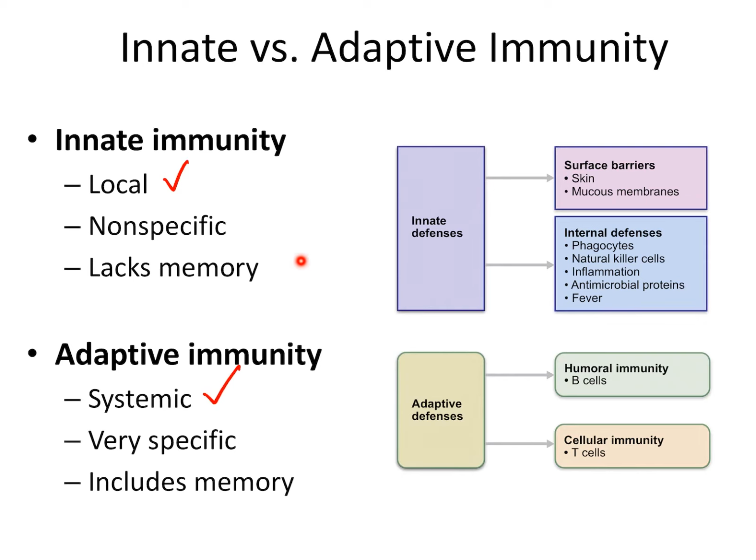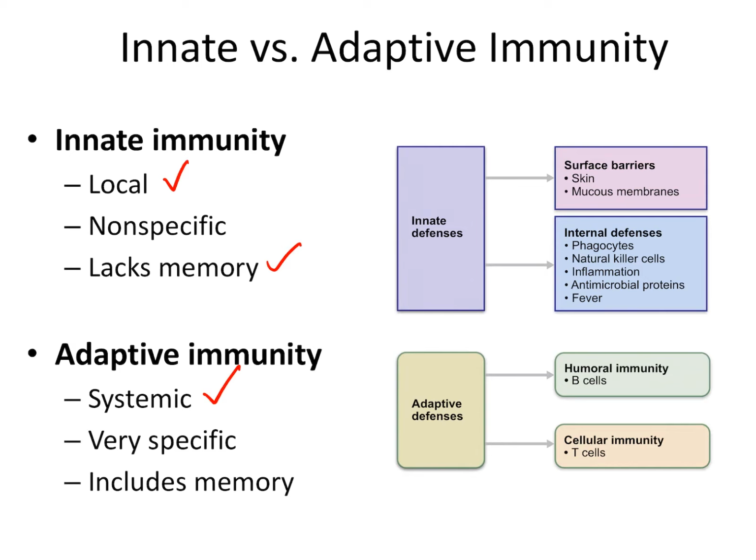Innate immunity is going to lack memory. Now, because our innate immune system is going to be effective against such a broad range of pathogens, it's not going to create a memory of any specific pathogen. So instead, every time your innate immunity, or your non-specific immune system, encounters this pathogen, it's going to mount the exact same response.